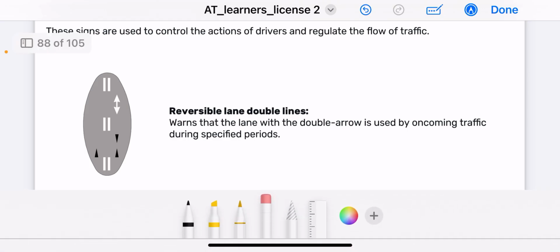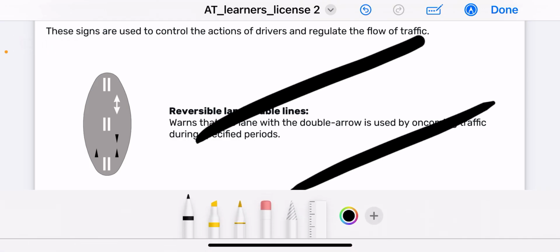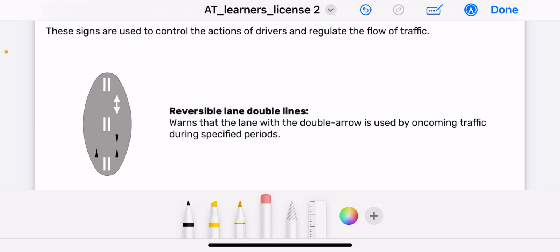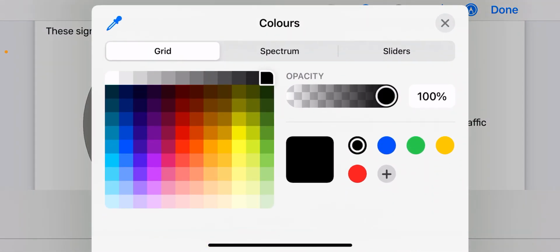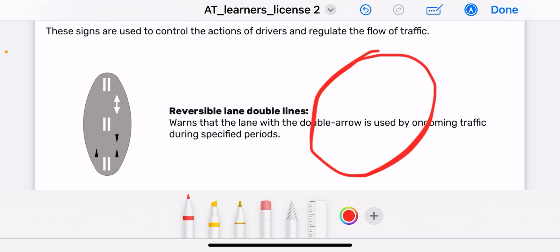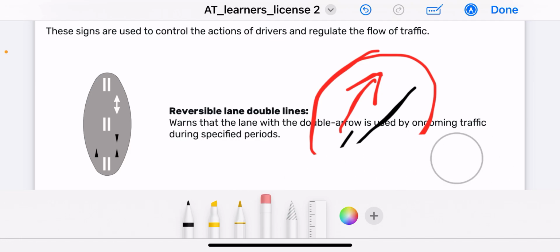The reversible lane means that this lane can be used by cars traveling in that direction and also coming back. It's a reversible lane. Okay, so for the reversible lane, you may get a sign which is like this. This sign is to tell you that this is a reversible lane. So you give right of way to oncoming traffic.